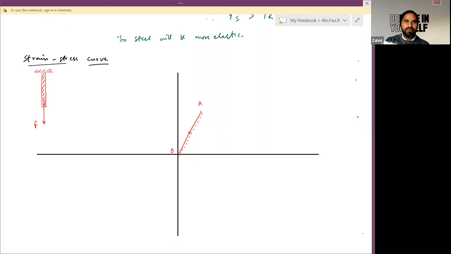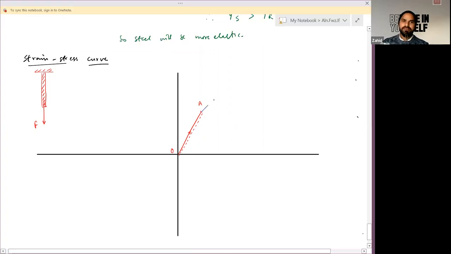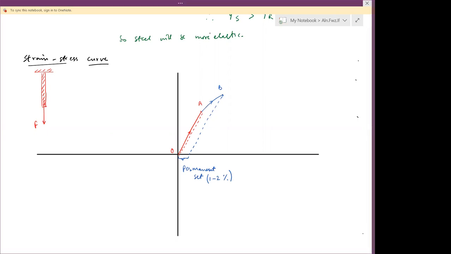Now, suppose you extend this wire a little bit more, let's say from this point to this point B. Then if you remove the deforming force, it will still have the property of elasticity, to regain its original shape on removal of the deforming force, but now with some amount of permanent deformation. On returning back, it will reach this point. So there will be permanent deformation from this point to this point, which is called permanent set. And that will be about 1 to 2% of its total length. Is it clear? Yes, sir.